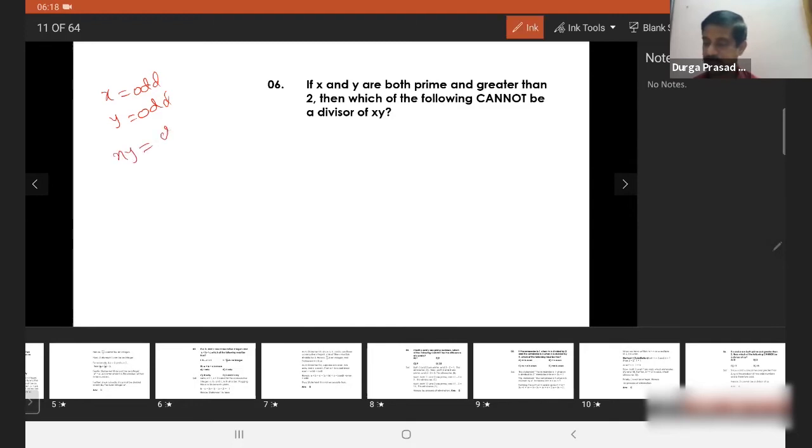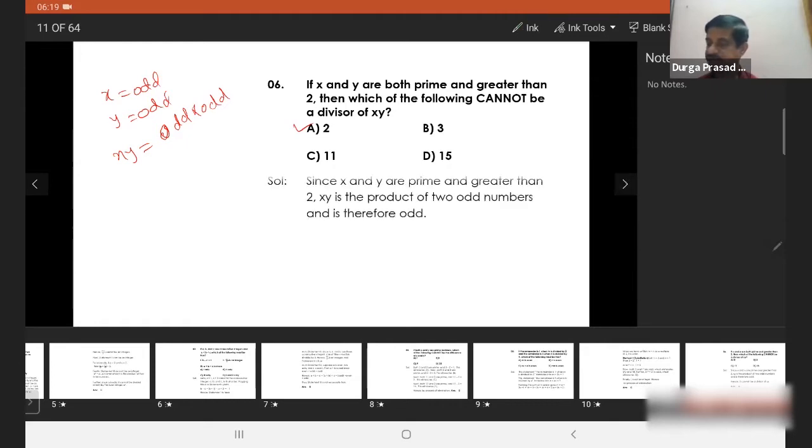xy is odd times odd. Which of the following cannot be a divisor of xy? So let us check that. See, xy is odd. Odd cannot be divided by 2. It can be divided by 3 because 3 is one of the prime numbers. C, 11, is one of the prime numbers. 15, if x is 3, y is 5, then D is also possible. The only option which cannot be a divisor of xy is 2. So it should be option A, right? Please note it quickly.